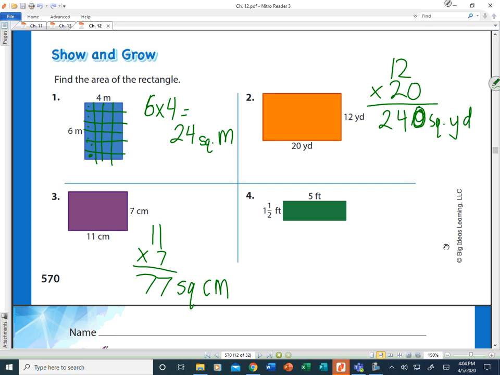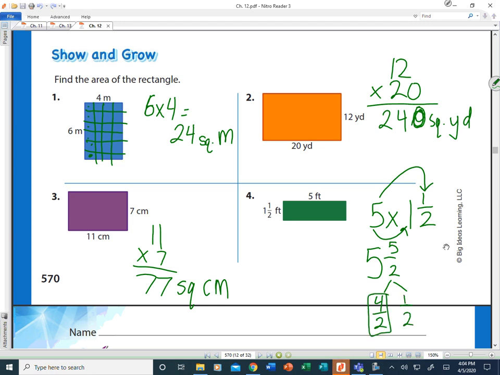Then for number 4, I've got length times width. So I'm going to take 5 times 1, which is 5. And then 5 times 1/2 would give me 5 halves. But you guys know that 2 halves make a whole, right? So I could actually take out 4 halves and still have a half. And these 4 halves would make another 2 wholes. So really, I've got 5 wholes plus 2 more wholes gives me 7, and that little half left over. Square feet.